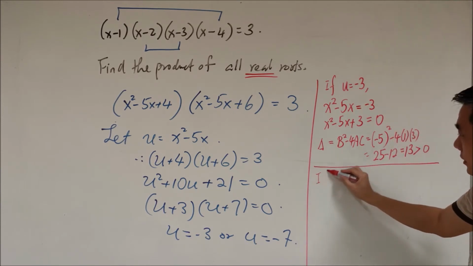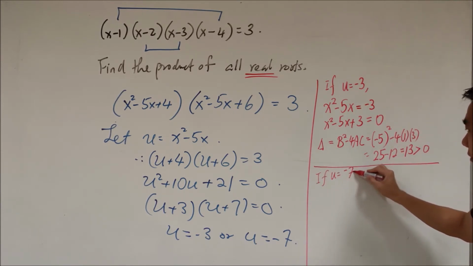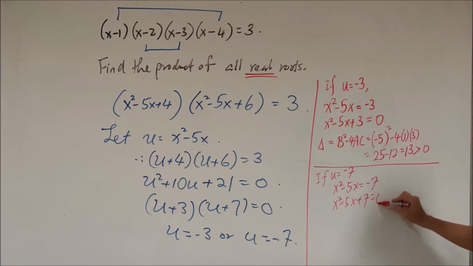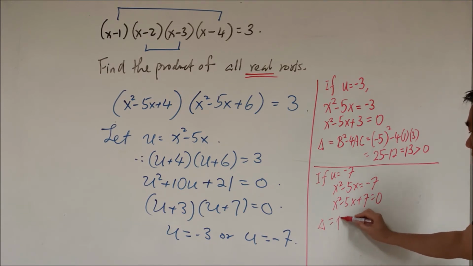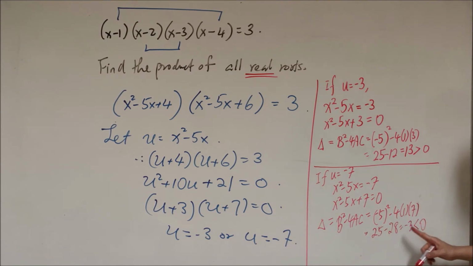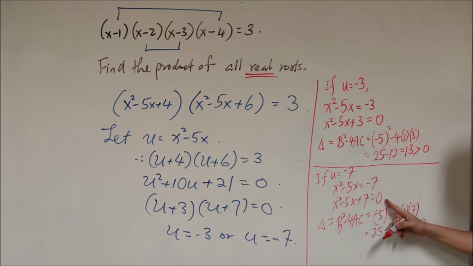On the other hand, if u equals -7, then x squared minus 5x plus 7 equals 0. The discriminant equals b squared minus 4ac, which is (-5) squared minus 4 times a times c, that is 25 minus 28, that is -3, and it is a negative value. Since the discriminant is negative, this quadratic equation has no real roots. So the real roots only come from this part, right?